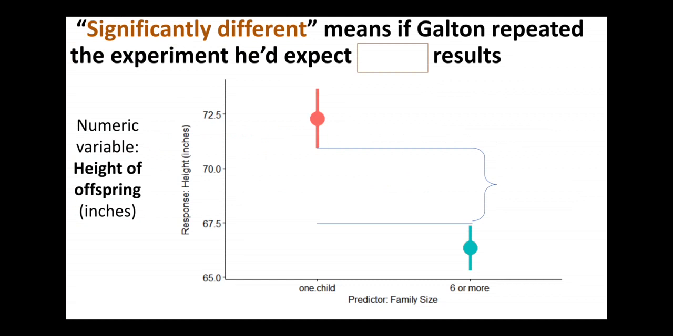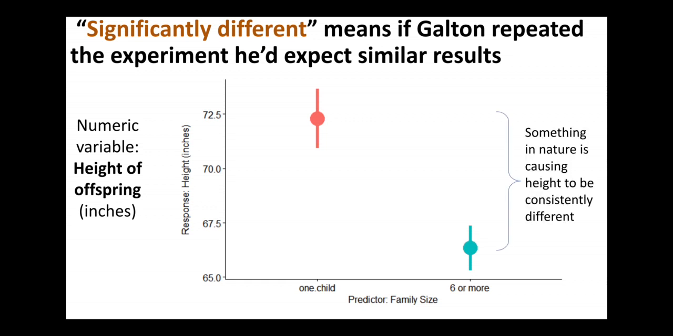So to break this down a little bit, when we say that there is a significant difference between these means, we can interpret that as meaning that if Galton repeated the experiment, he'd expect to get similar results. He'd expect the means to have a similar but not exactly the same difference. However, it doesn't mean that anything interesting is going on biologically.